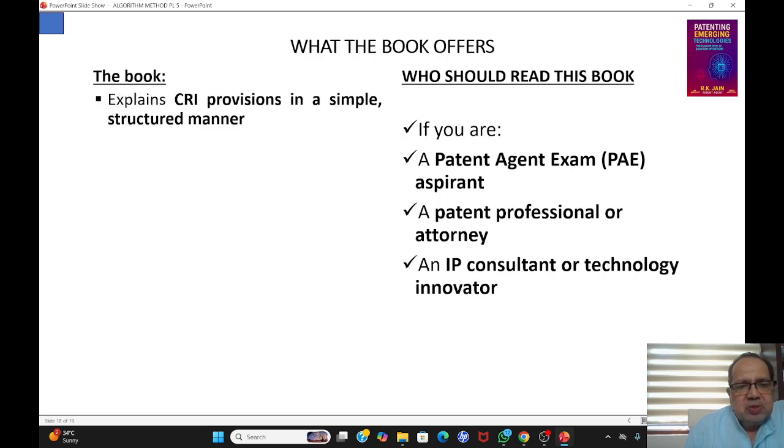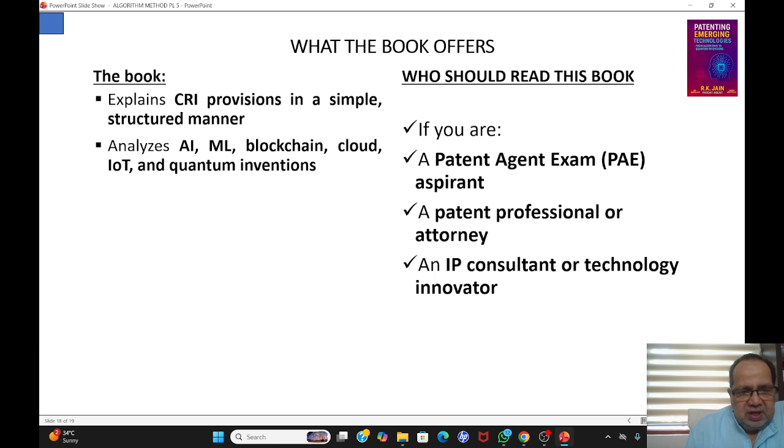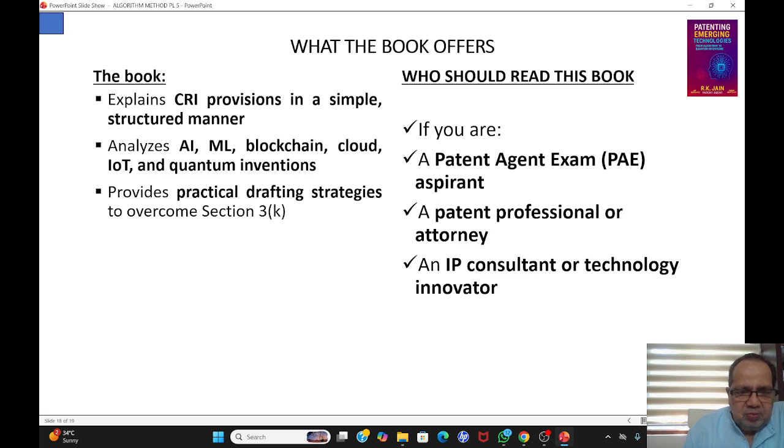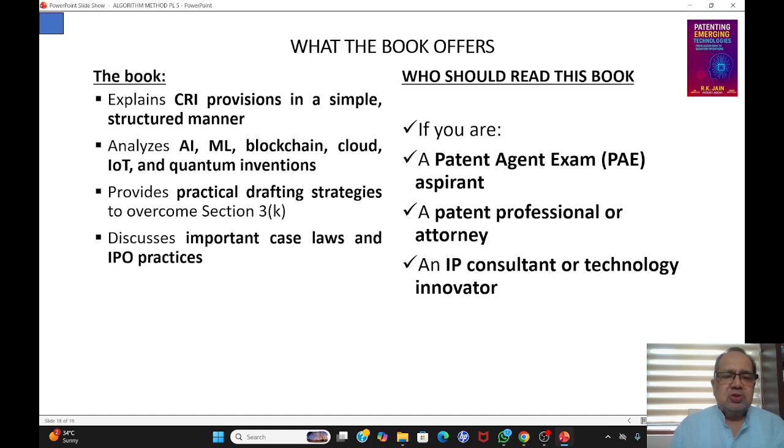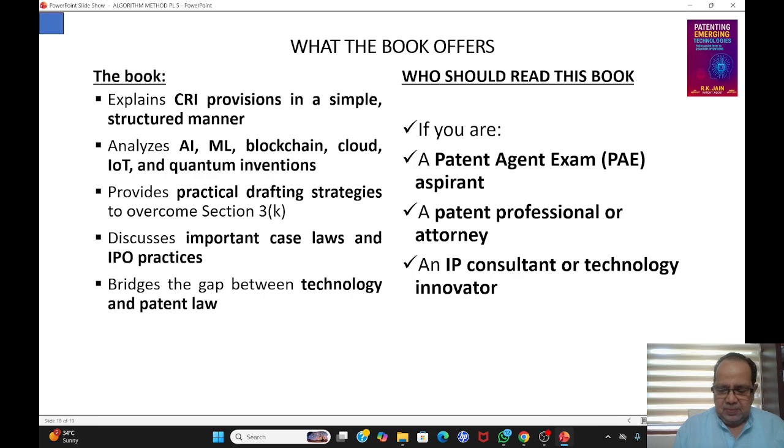This book further explains the CRI provisions. As already mentioned, it takes a lot of examples of many inventions of these new age technologies. It provides practical drafting strategies to overcome section 3K, as we have highlighted their importance. And then it also discusses important case laws and current IPO practices. Using all the above, the book aims to bridge the understanding gap between technology and patent law.